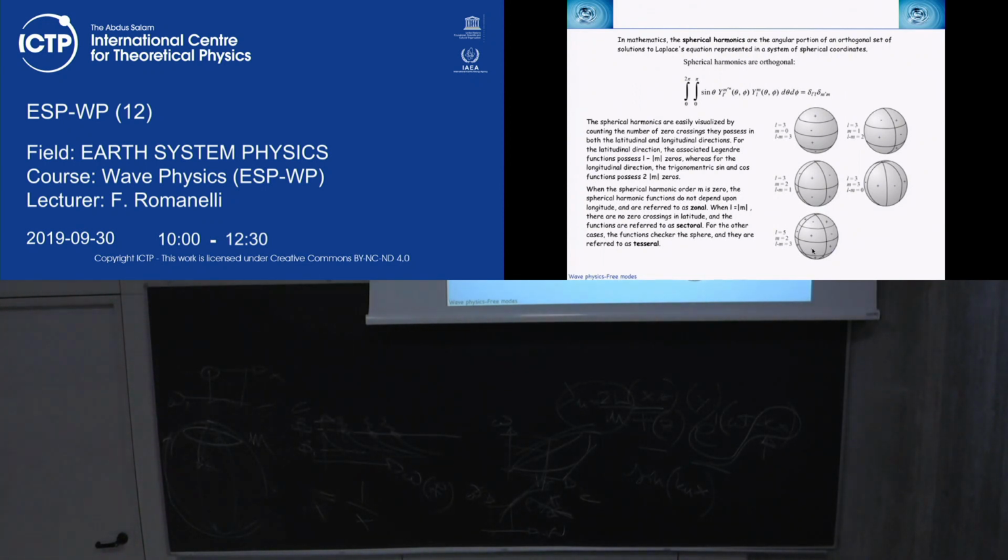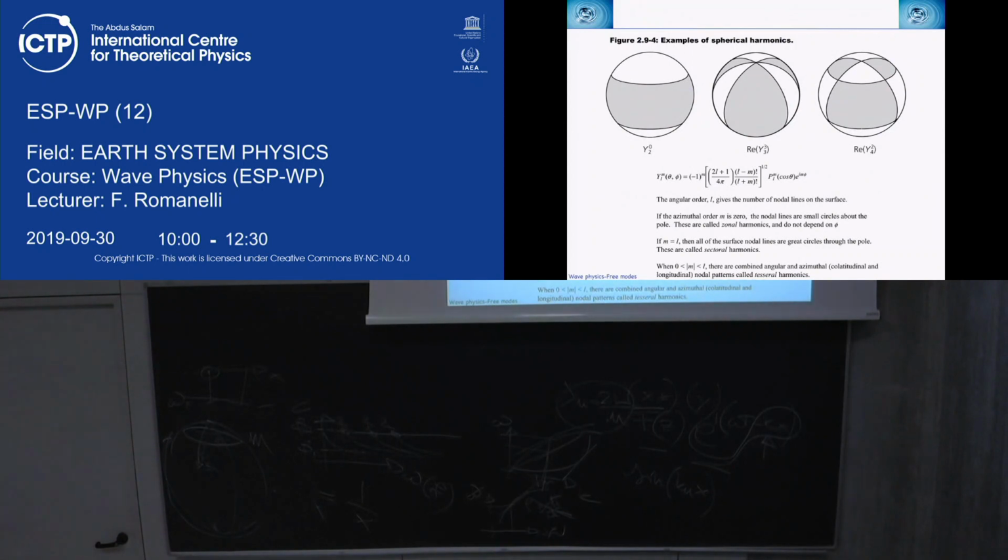Now let's consider some simple examples. Look at the first, 0, 2. No zeros along this direction, 2 along this direction. And by convention, you can plot them like this. 3, 3. By convention, when L minus M is 0, you have no zeros along theta. It's a convention coming from algebra. And you have beautiful slices like this. Do you want to mix them? Okay.